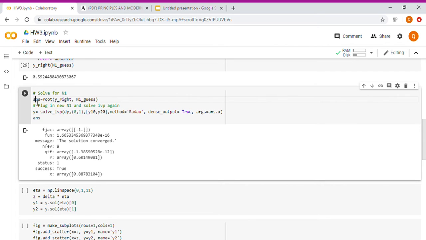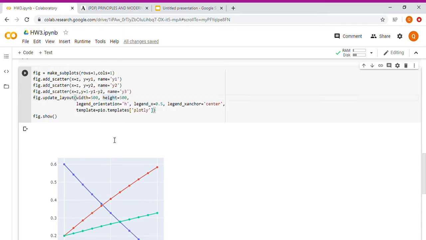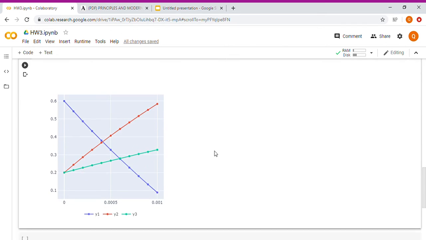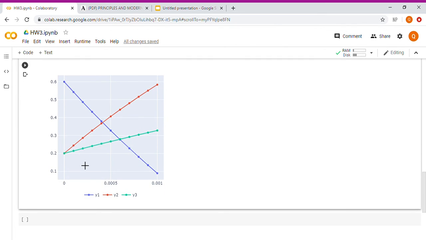And then we will solve for N1 right here. I will call the value of the new N1 n_s, and I use the roots function and solve for y_right equal to 0 with the initial guess n1_guess, and then I plug the new N1 into the differential equation and solve it again. And finally, I made a graph right here for y1, y2, and y3.